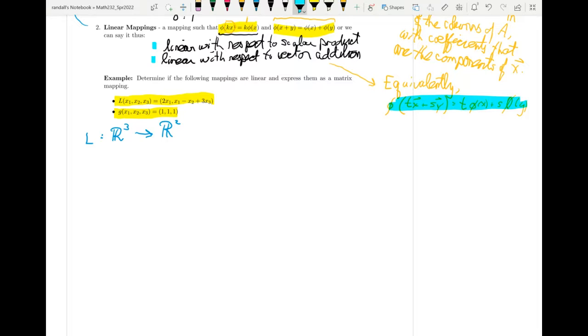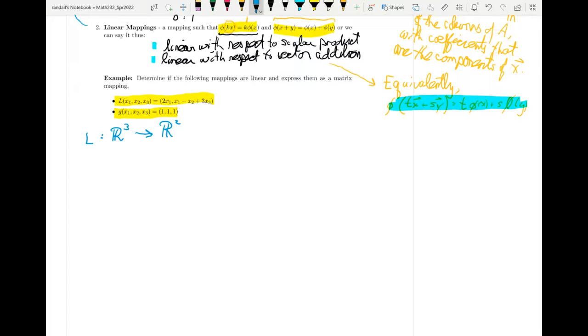It's equivalent because if I take t and s to both be 1 in that formula, I get the linearity with respect to vector addition. And if I take s to be 0, I get the linearity with respect to the scalar product. So they're equivalent. I'm going to use this second version because the textbook also uses this second equivalent statement of linear mapping. So let's do it this way.